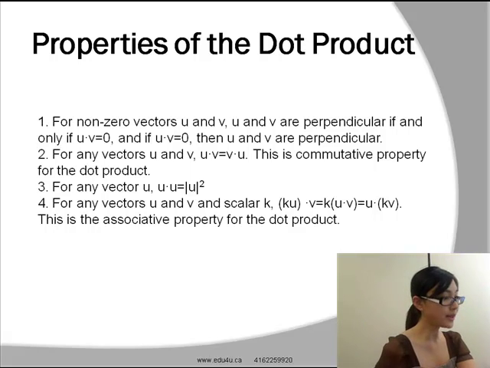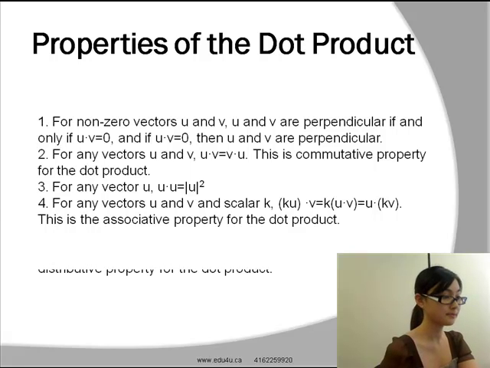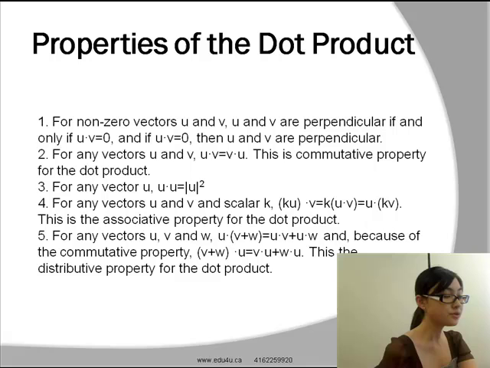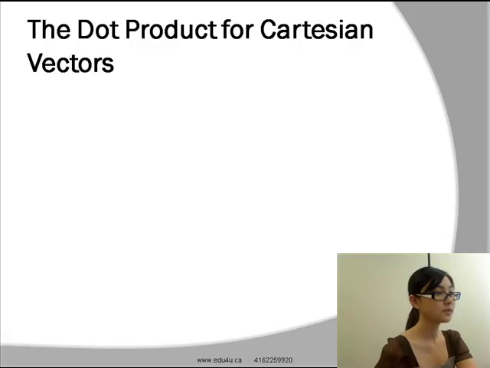For any vectors u and v and scalar k, (k times u) dot v is equal to k times (u dot v), which is equal to u dot (k times v). This is called the associative property for the dot product. For any vectors u, v, and w, u dot (v plus w) is equal to u dot v plus u dot w. And this is called the distributive property for the dot product.